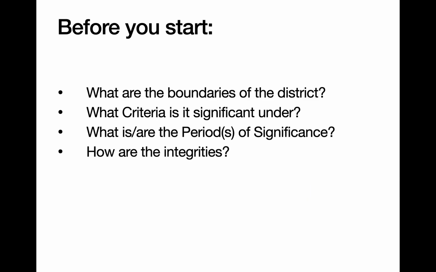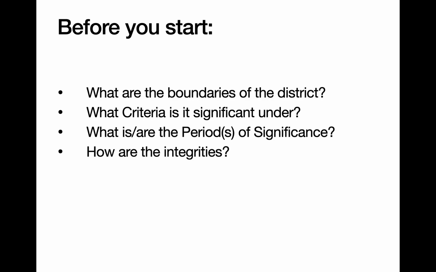Now, before you start working on 7 and 8, you want to make sure that you know certain things about what you want to write about. So the first thing that you're going to want to know is what are the boundaries of your actual district. And conveniently enough, that assignment should be done or pretty close to done by the time you get started. The second thing you're going to want before you start is the criteria that you are nominating this district under. So are you only using criterion A or only using criterion C? In our case, those are the only two that are relevant. In other cases, obviously, you would have to see if any of the others are as well.